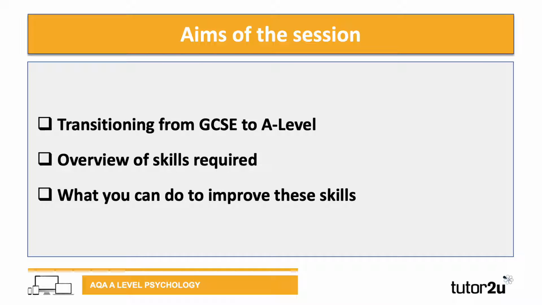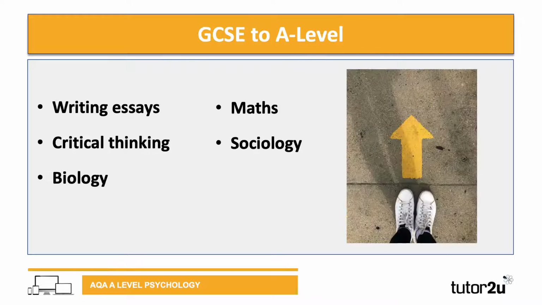So in terms of transitioning from GCSE to A-Level, you'd be expected to write essays. Again, we said this in the previous section, that your essays are going to be a maximum of 16 marks. You will be expected to analyse and use critical thinking skills. There is quite a high degree of biology and mathematics involved in this course.